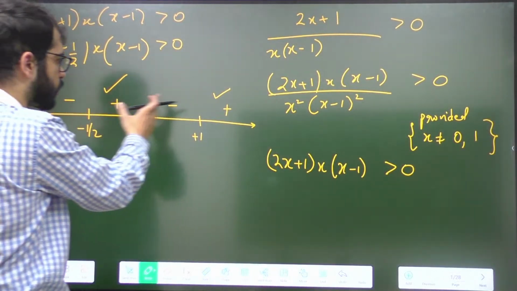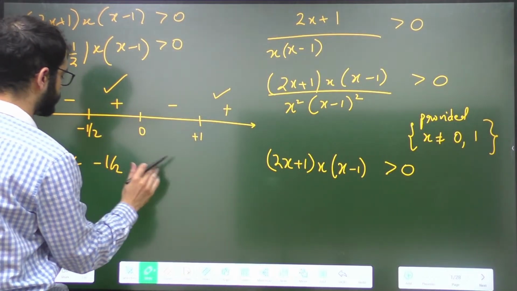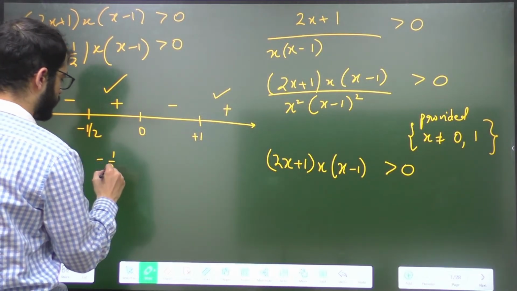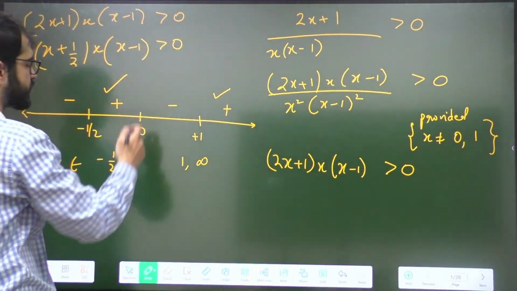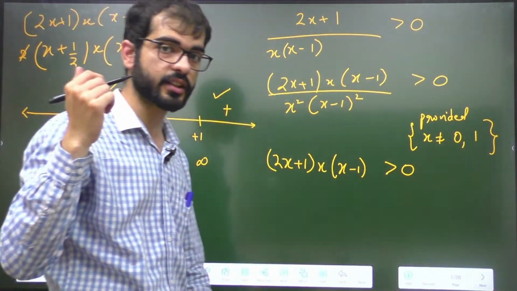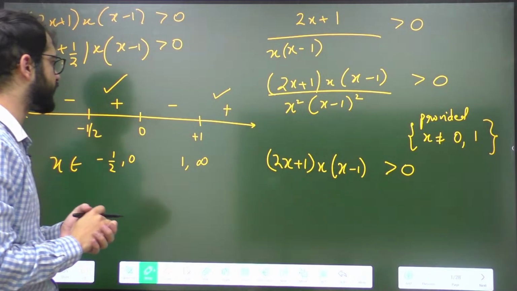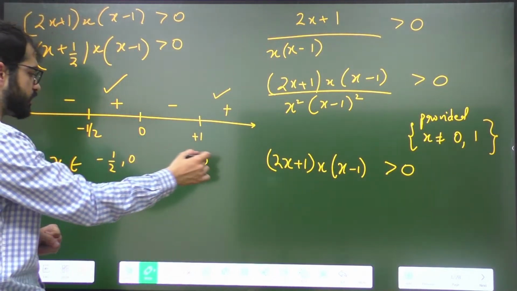If I'm going to include only the positive values, then I can say that x belongs from minus 1 by 2 to 0, or from 1 to infinity. Since there is no equality, what is this? This is strict inequality, which we discussed in the first lecture. Strict inequality, what does that tell us? Strict means it is only going to be greater than 0. That means these values are not going to be included.